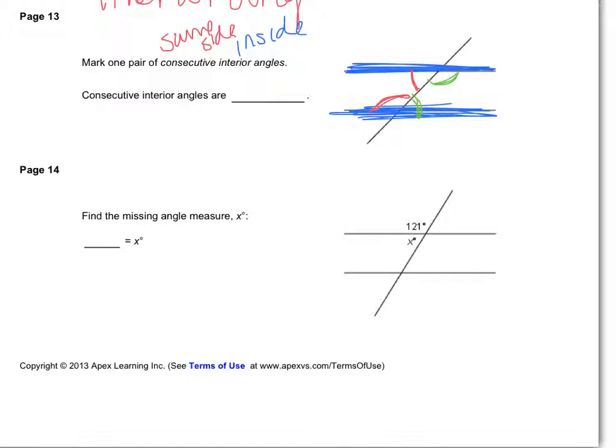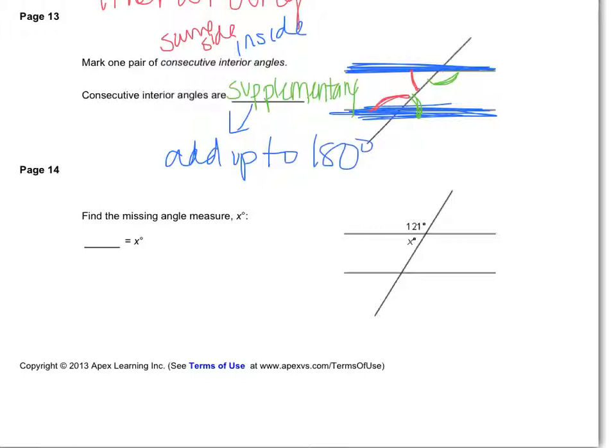Consecutive interior angles are not congruent. They are supplementary. And the word supplementary, if you think back a couple lessons ago, means that they add up to 180 degrees.